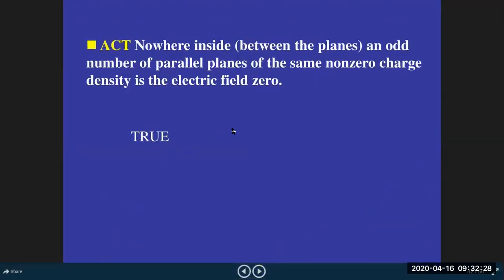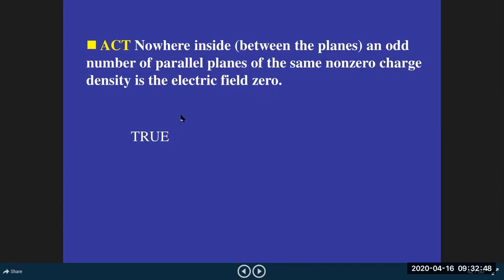Next, this is also a problem. Nowhere inside, between an odd number of parallel planes of the same non-zero charge density, is the electric field zero.